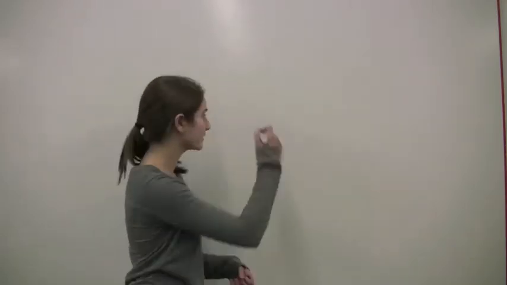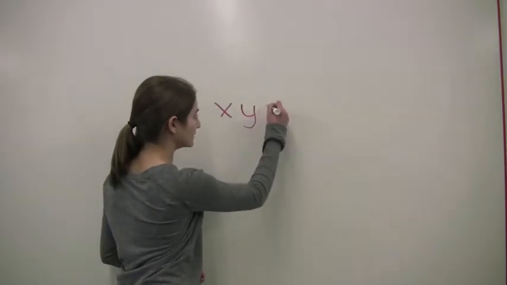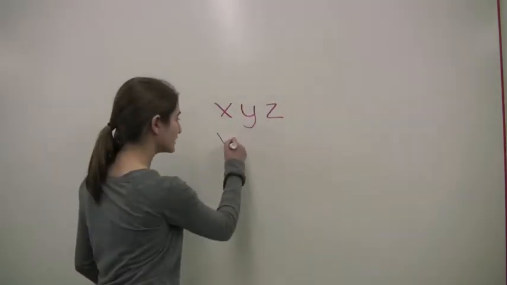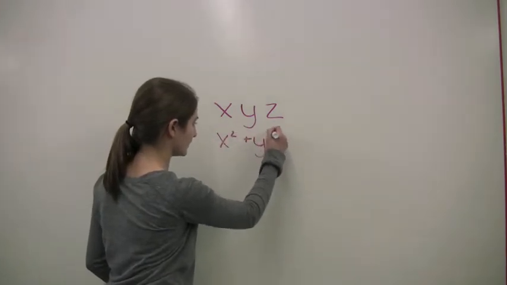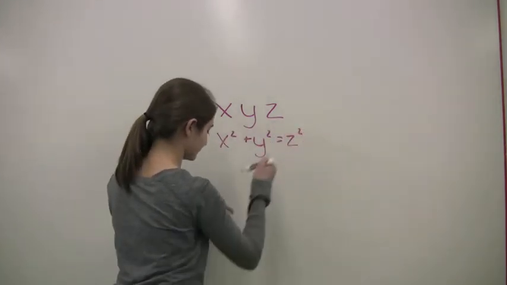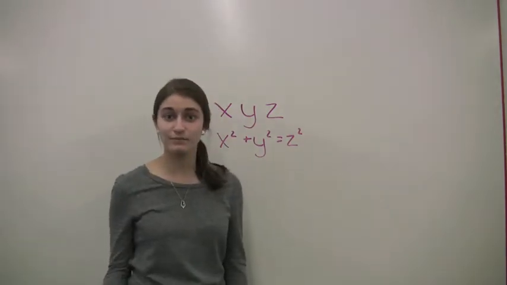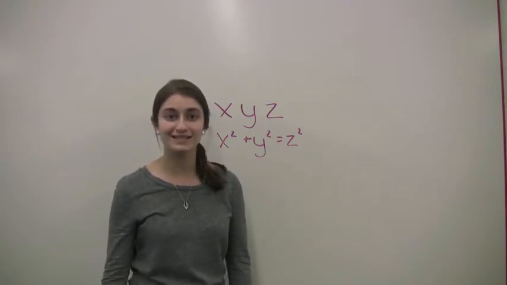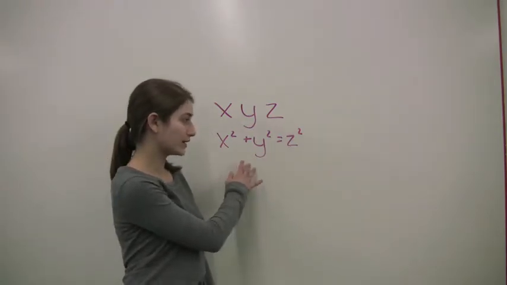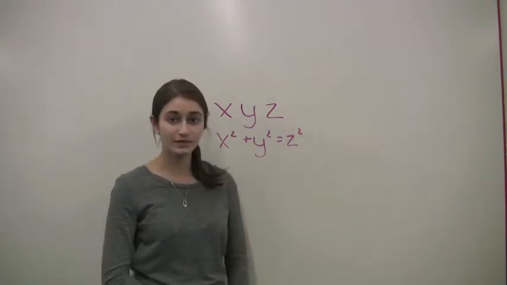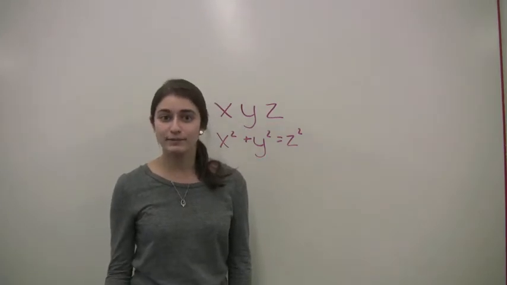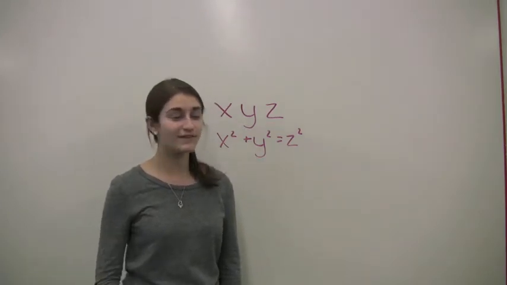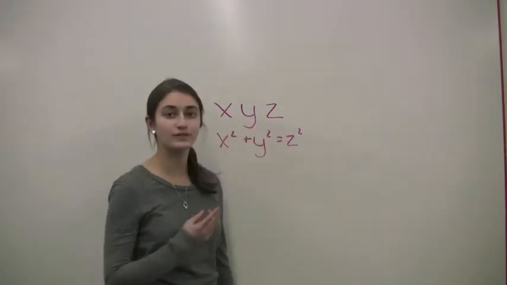A Pythagorean triple is a group of three positive integers, x, y, and z, with x squared plus y squared equaling z squared. The term Pythagorean is familiar to students because of the Pythagorean theorem, which states that each side of a right triangle must have side lengths that satisfy the equation x squared plus y squared equals z squared. A Pythagorean primitive triple, however, is one in which the greatest common factor of x, y, and z is 1.